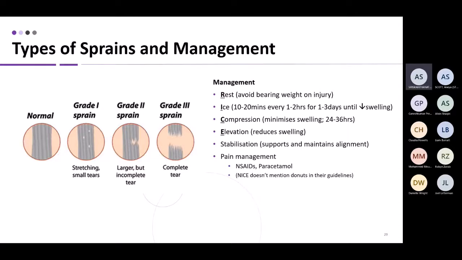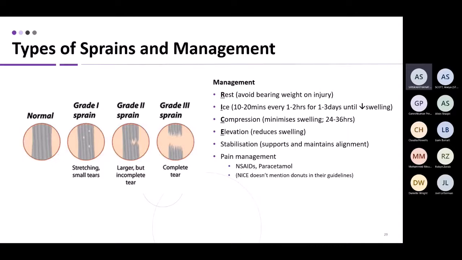The other important thing is just using loads of supports like braces to help maintain that alignment whilst it's kind of healing itself, especially if it's like a grade 2 sprain, where you can kind of self-heal. And pain management is important here, so like NSAIDs and paracetamols, just to help manage the pain so you can function yourself.